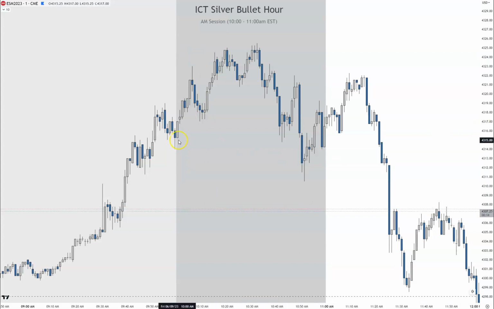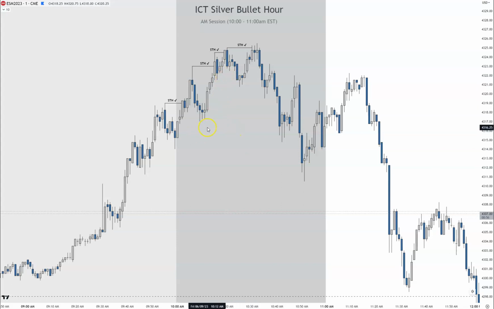So when we start the 10 o'clock hour, which is this dark gray area, you see a short-term high being taken. You see another short-term high being taken. Then you see another short-term high being taken. And then finally another short-term high being taken.